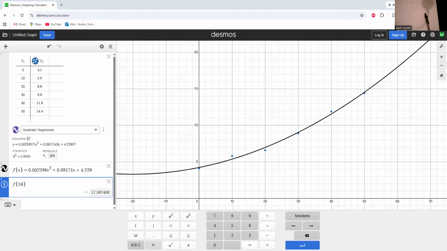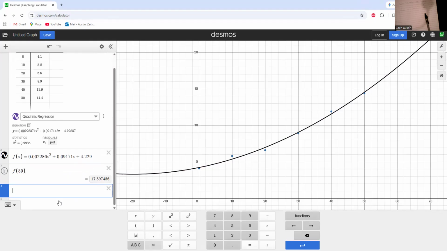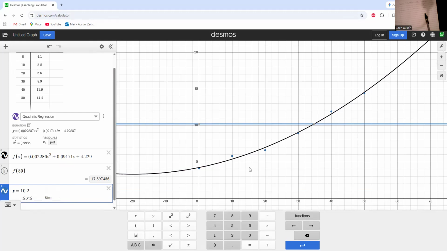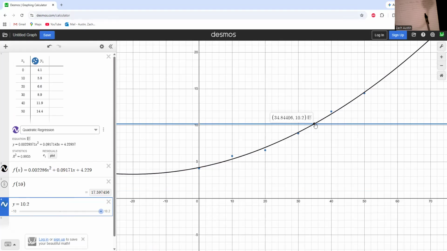Okay, and then finally, we're asked to determine what year does the model predict we'll have 10.2 million citizens? Okay, so the key thing to note here is that the 10.2 million citizens is a Y value. Okay, so when I go to solve this, again, I'm just going to use Desmos. I'm going to come down here and I'm just going to draw a horizontal line across that 10.2 million.